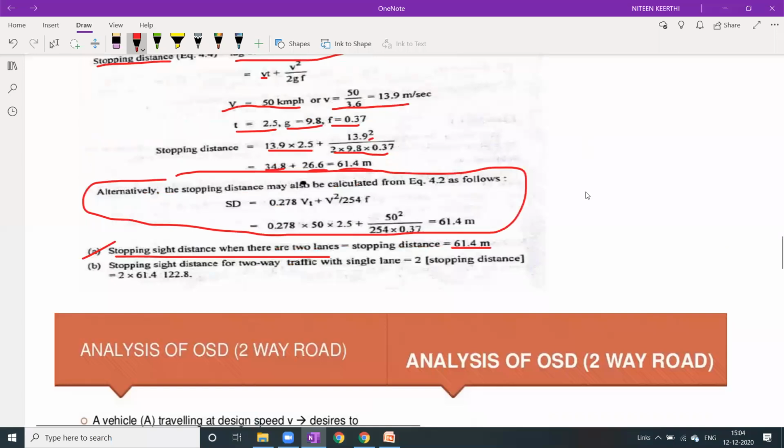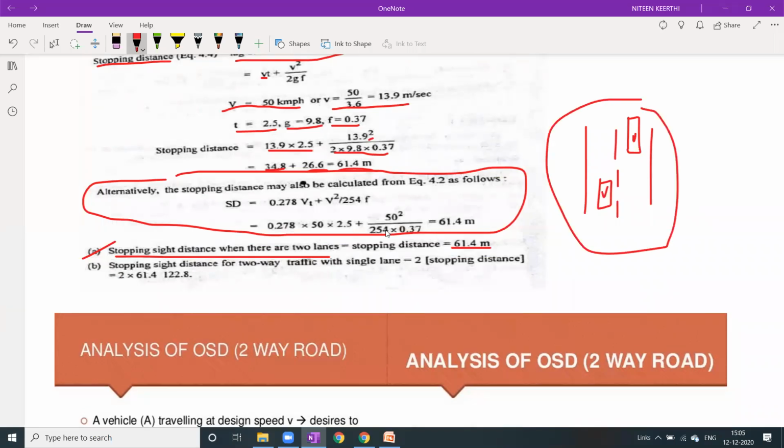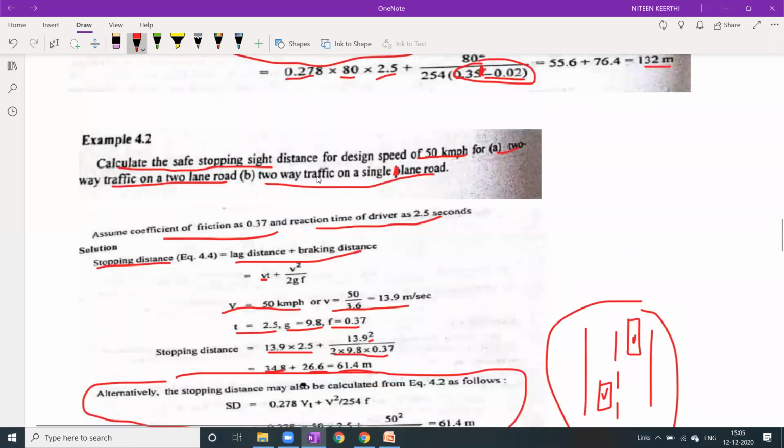For example, if I draw a two lane, for example, this is a two lane, it has been divided by some center line. He is saying two-way traffic means there will be a vehicle from this side, vehicle V, and there also a vehicle will be from this side, right? Two-way traffic. Since the SSD whatever we are calculating is actually for two-way traffic, whatever the stopping sight distance we have got directly remains the same. But in the another case, he is saying stopping sight distance for two-way traffic with a single lane.